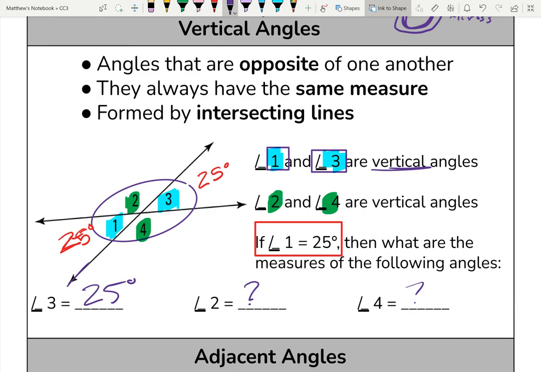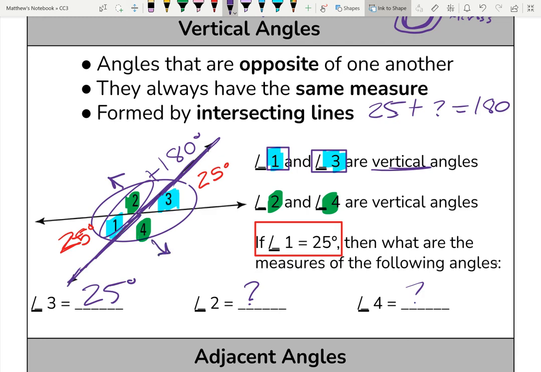How do we do that? Well, think about what we know. We know that these are straight lines. So if I take a look at 1 and 2 and know that they add up to 180 degrees, then I can simply create an equation like we did above and do 25 plus what number gives me 180. When I do that, I'm going to find the measure of angle 2. And when I find that angle measure, I know that's going to be also the angle measure of angle 4.